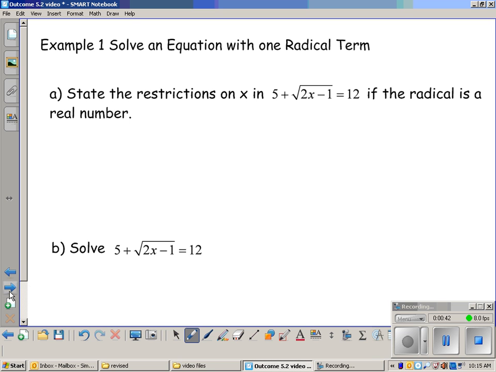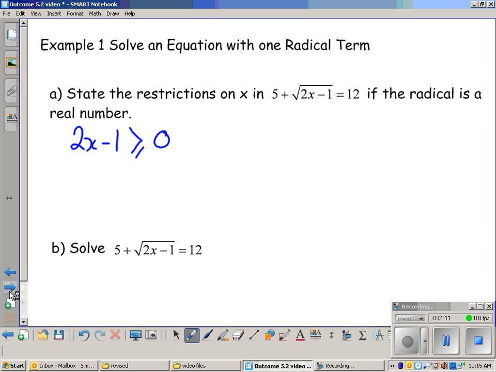Example number 1. State the restrictions on x in 5 plus root 2x minus 1 equals 12 if the radical is a real number. Because we're dealing with a square root, that means that whatever's underneath my root sign, so in this case 2x minus 1, must be greater than or equal to 0. I now want to find values of x that satisfy this.